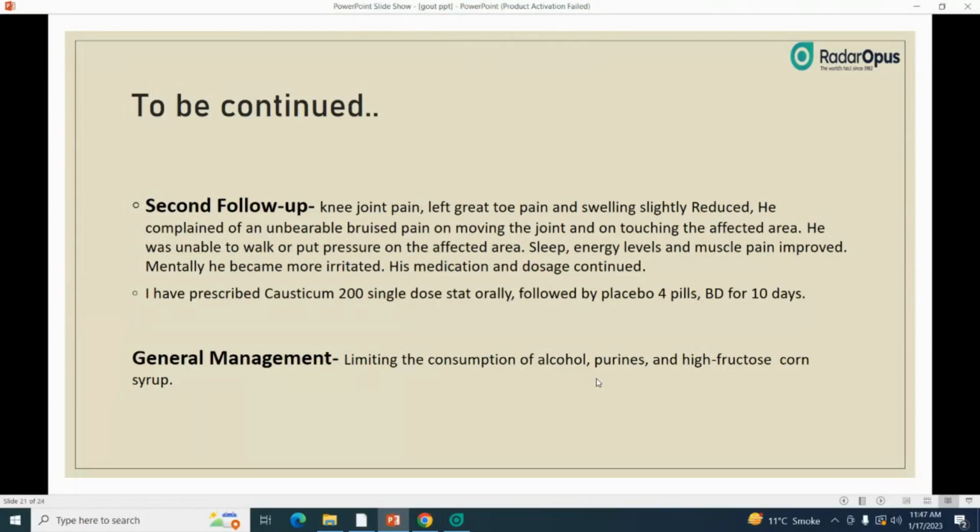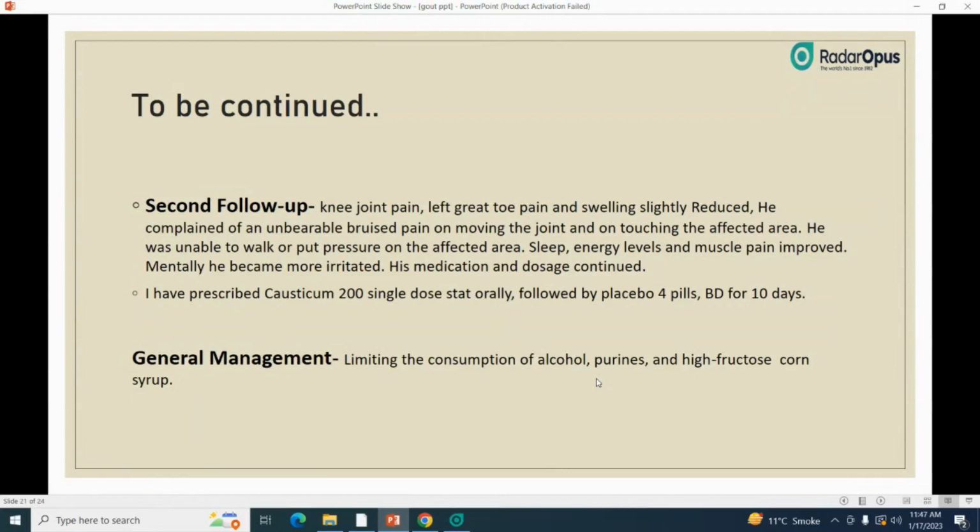In the second follow up, the patient presented with knee joint pain, and left great toe pain and swelling slightly reduced. He complained of an unbearable wrist pain on moving the joints and on touching the affected area. He was unable to walk or put pressure on the affected area. Sleep, energy level, and muscle pain improved. Mentally, he became more irritated. His medication and doses continued.